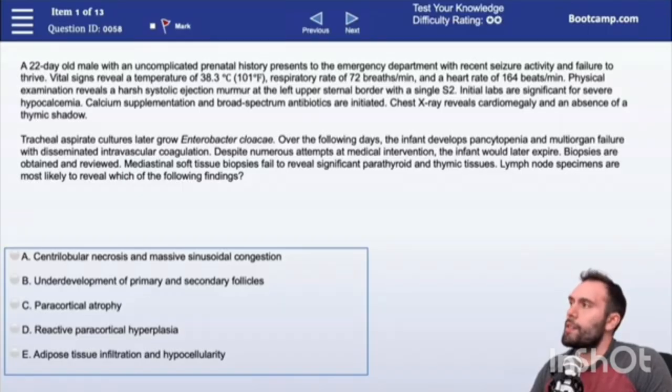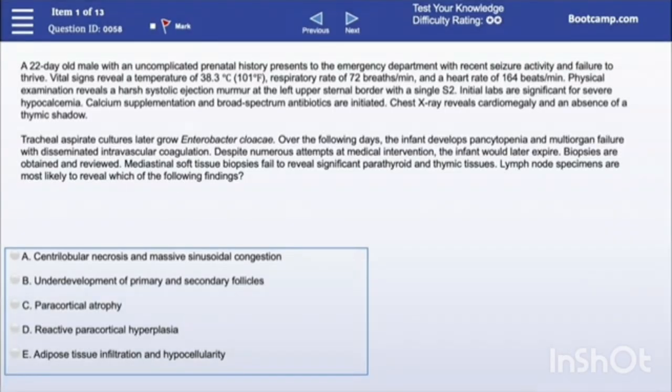Hey everybody, welcome to this end of chapter question. We'll give you 15 seconds to pause the video, read the question, and then we'll go through the answer and explanation.